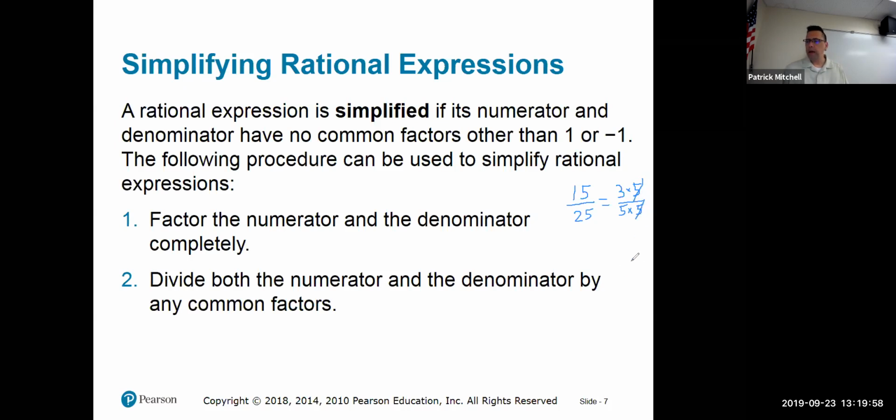Okay. Now let me talk about what you're not doing when you simplify a fraction. Of course, if somebody said to you, oh, I know how to simplify 15 over 25, you just cross out the 5s.